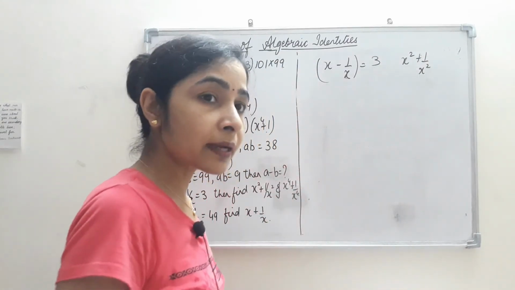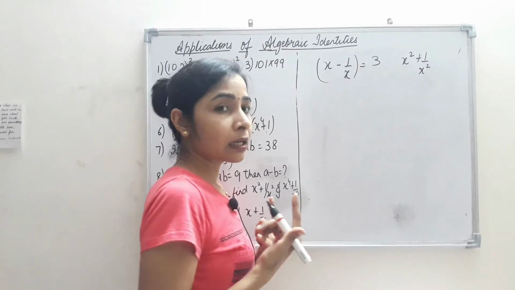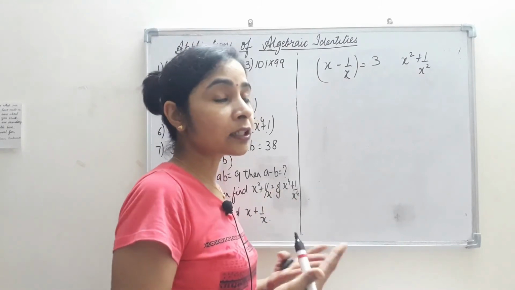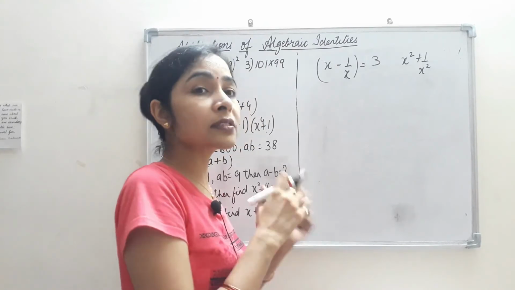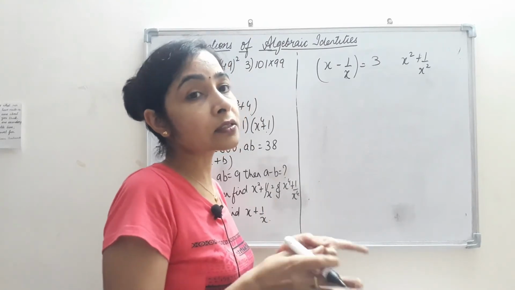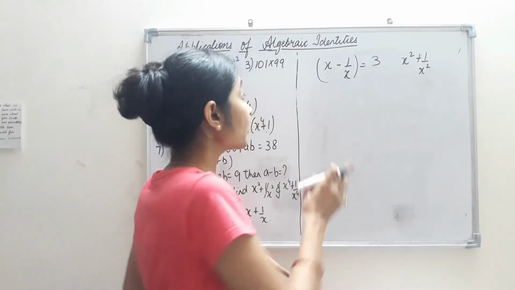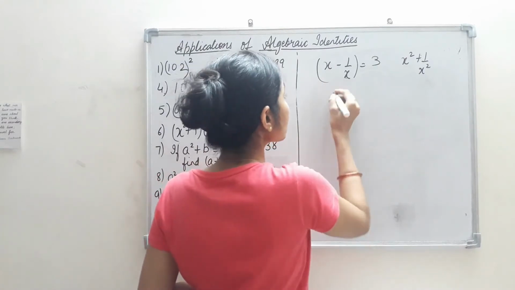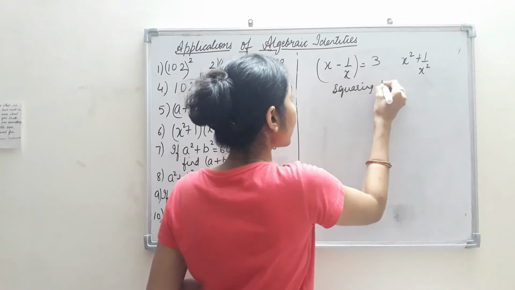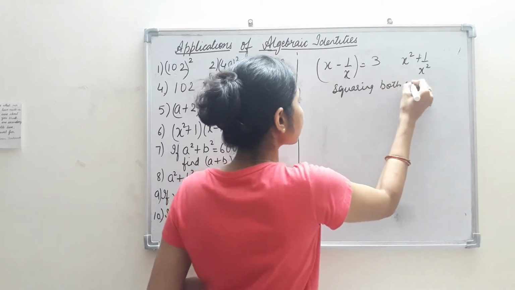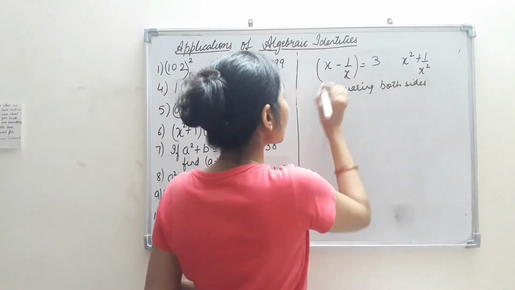Again using the same identity, we will use the same method of squaring it, and this time we will use the identity of a minus b whole square, because we are having minus here. So squaring both the sides, what do we get?